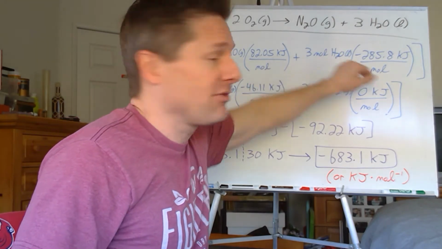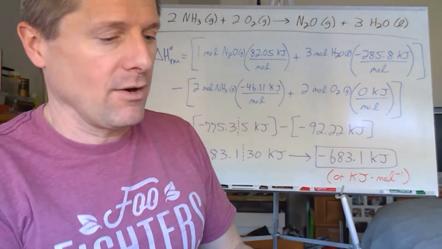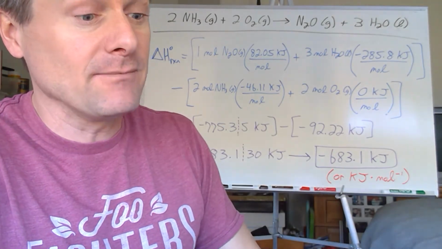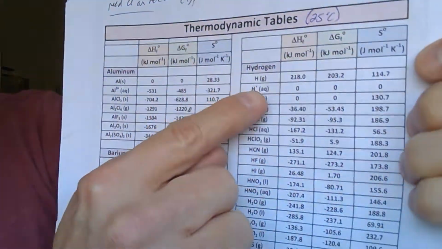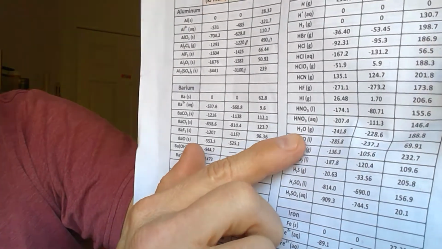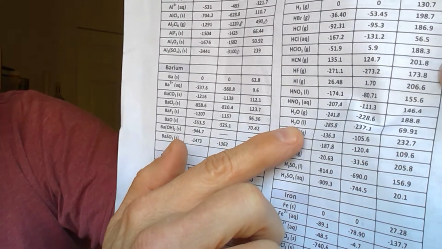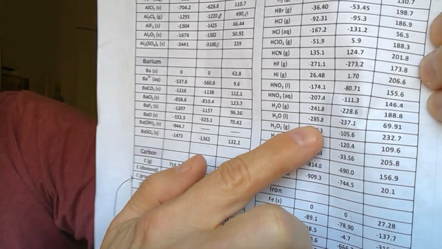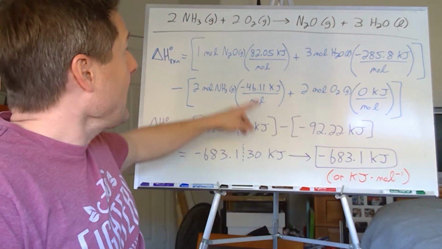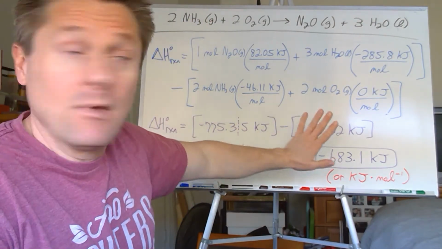And then I'm going to take 3 moles of liquid water. That was not oxygen, so it looks like that's under hydrogen. So let's look under hydrogen here. That's hydrogen peroxide, and that's gas phase water. So we want liquid water right there, which is negative 285.8 kilojoules per mole. And we do that by 3. And then we're going to subtract from that the sum of the reactants.